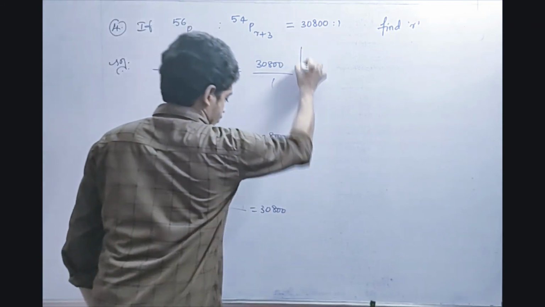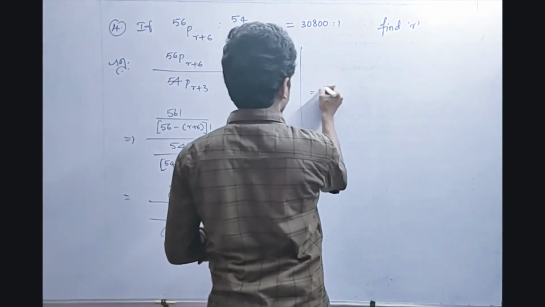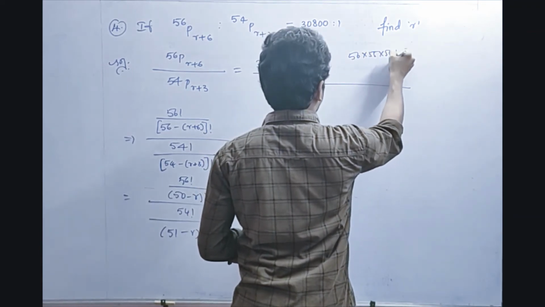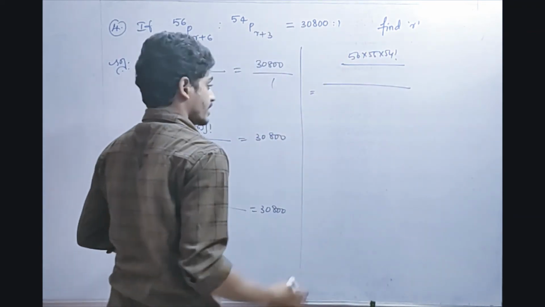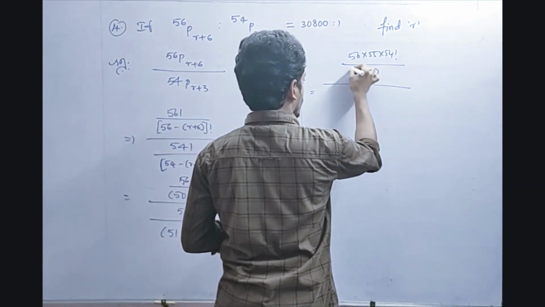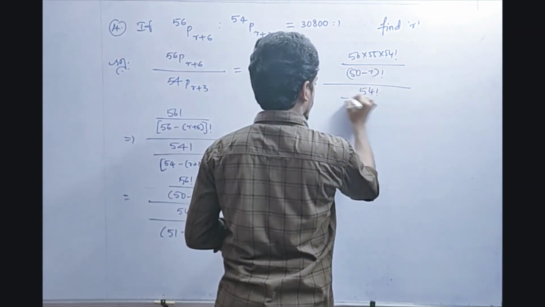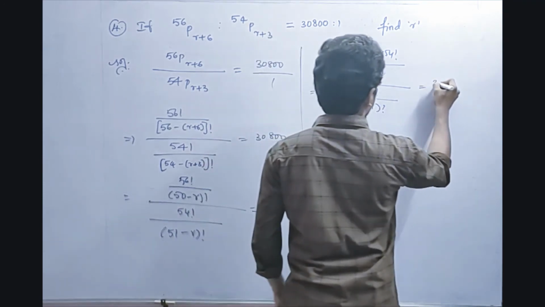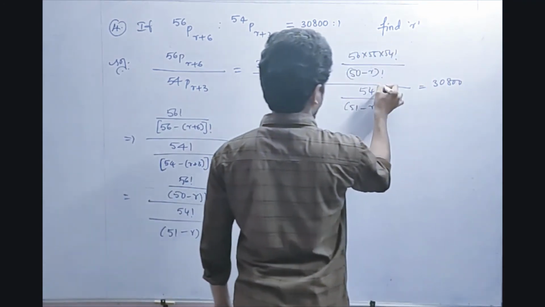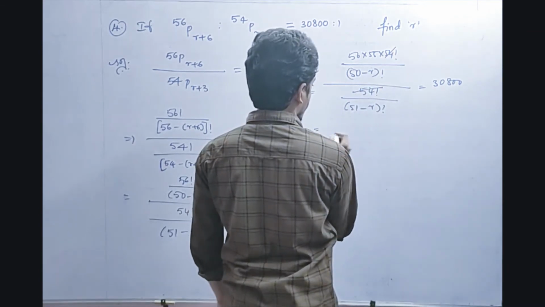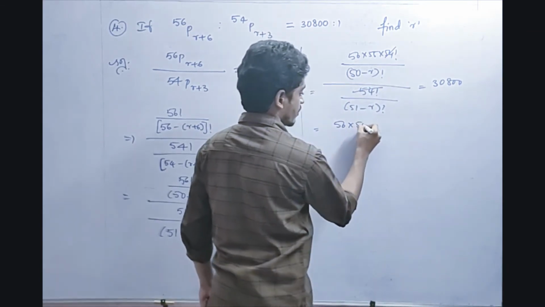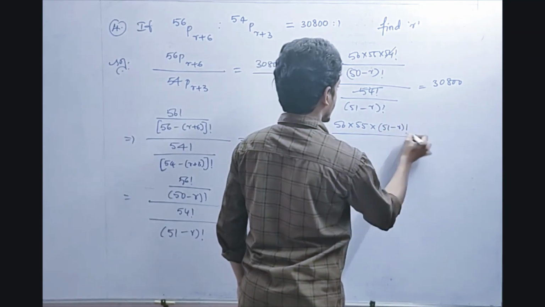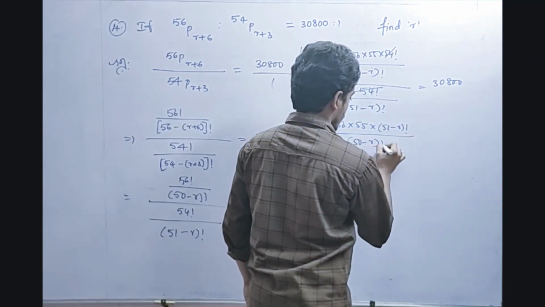Yeah. So now, how can I write 56 factorial, friends? 56 into 55 into 54 factorial. Can I write like that? Yes. Divided by 50 minus R factorial, whole divided by 54 factorial divided by 51 minus R factorial, is equal to 30,800. So now these two get cancelled. How can I write this? 56 into 55 into, this term goes up, 51 minus R factorial divided by 50 minus R factorial. Yes or no?